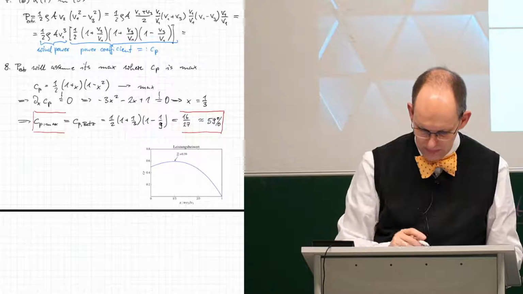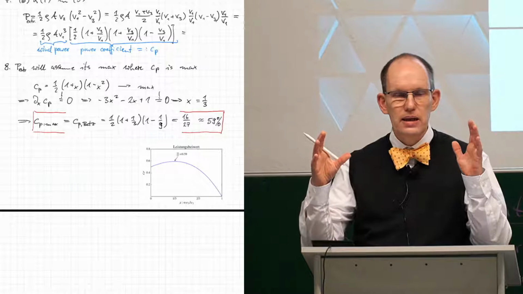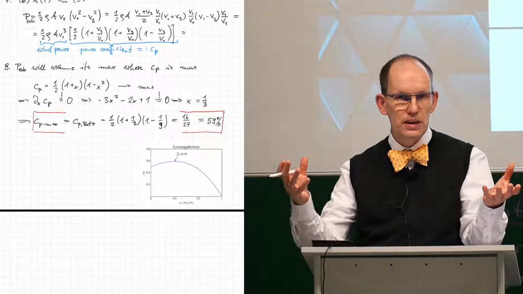I mentioned already that in this case the wind speed is reduced to 1/3. But we also said that the wind speed in the plane of the rotor is the average between V3 and V1. So this would be 2/3. Yeah?